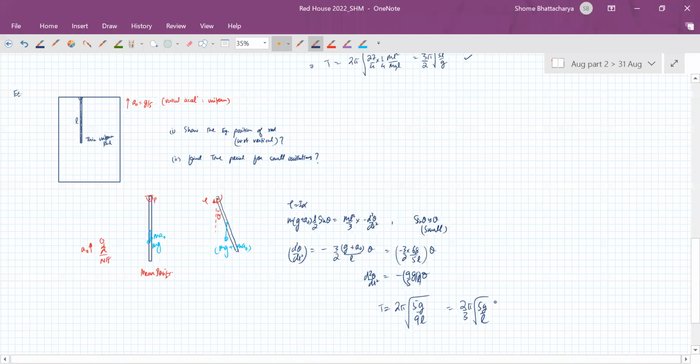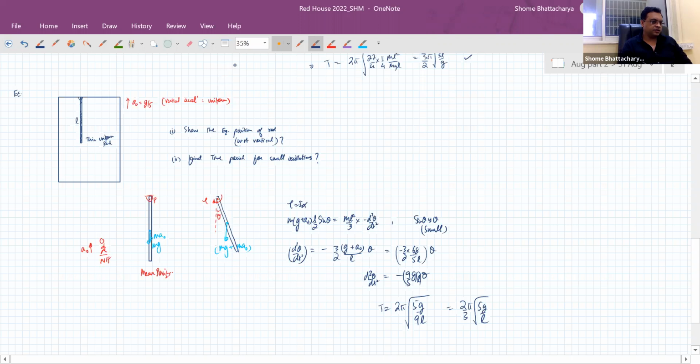5L by 9. Oh, sorry, I have reversed it. 5L by 9. So this is a simple example of pendulum in an accelerated frame. Now, next we'll see when there's horizontal acceleration. So then this part of the question will make more sense.